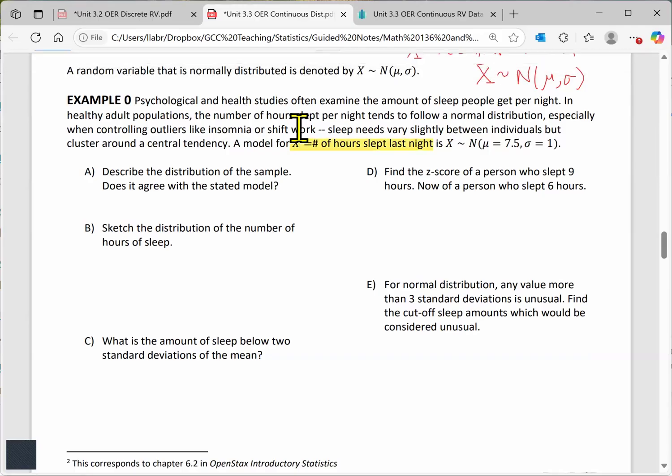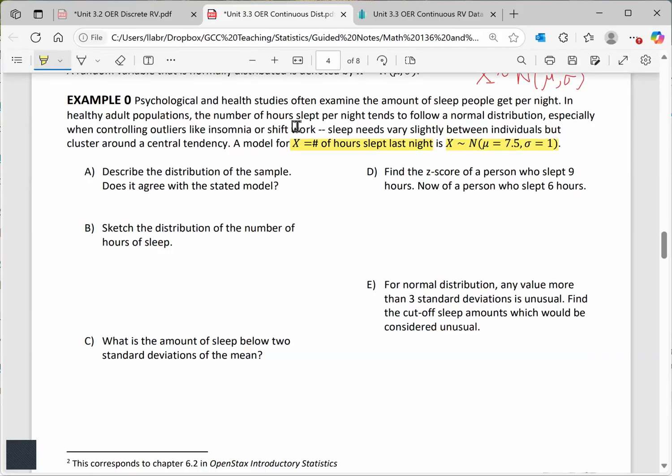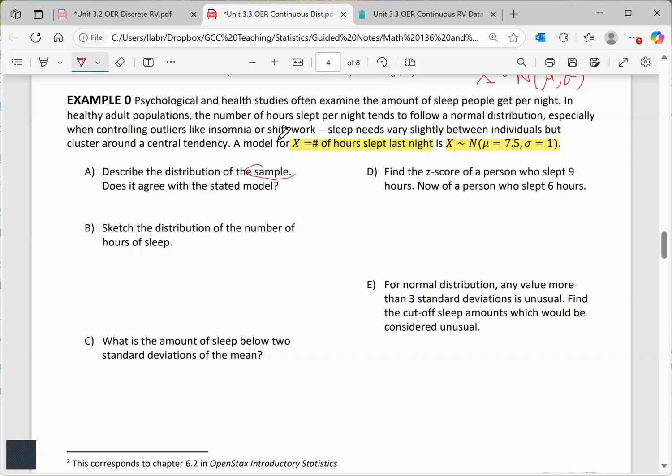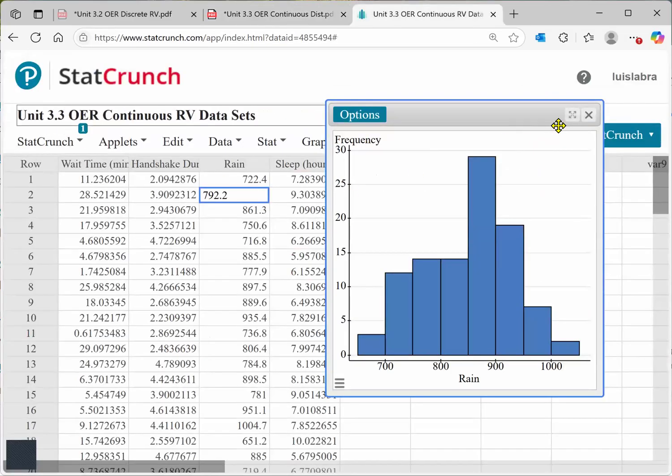That's our random variable. And they're telling me that that random variable has a normal distribution, center of 7.5, and standard deviation of 1. And I'm assuming that this is in hours. All right, and then first part says, describe the distribution of the sample. Does it agree with the stated model? So what I want to point out here is that it says sample. So where do you get the sample? You get it from StatCrunch. So go to your 3.3 data set under groups.